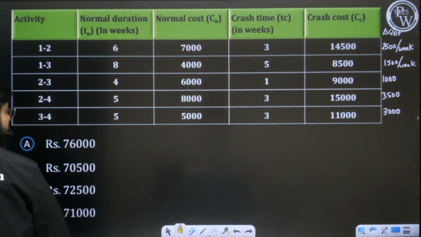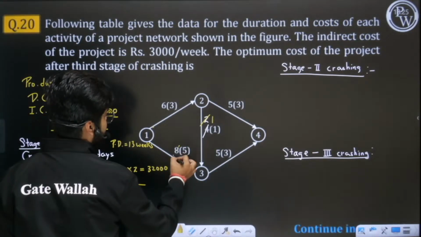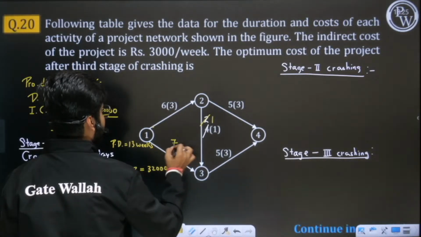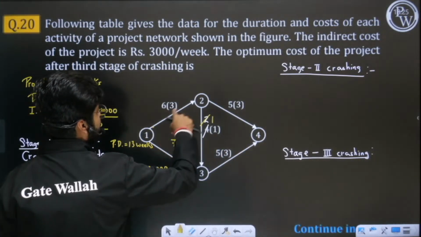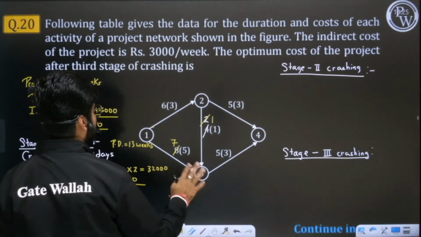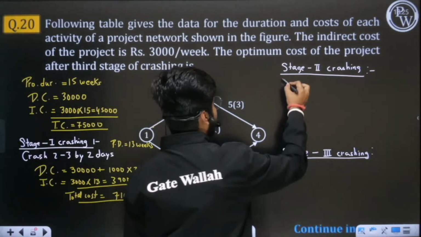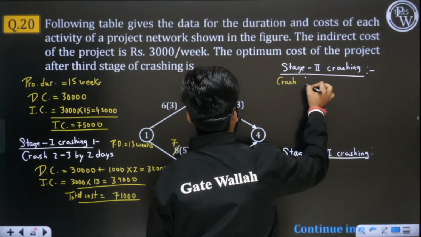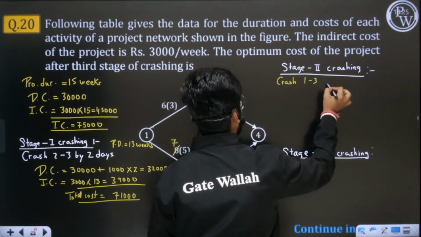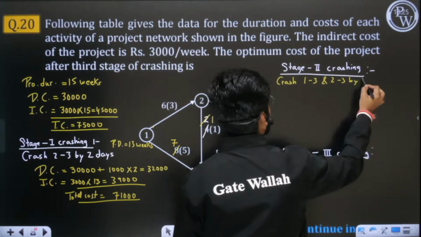So 1 3 is this one, we will reduce 1 day from here, so we will make it 7. Now 7 5 12, and 6 1 5 is also 12. So now your project duration will be, see, I will write crash 1 3 and 2 3 by 1 day.